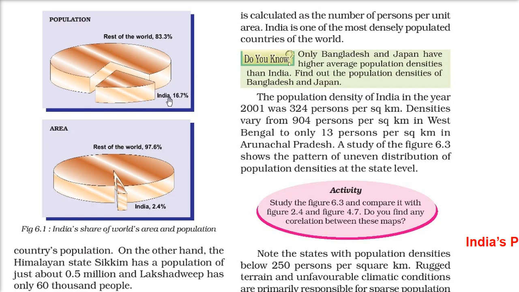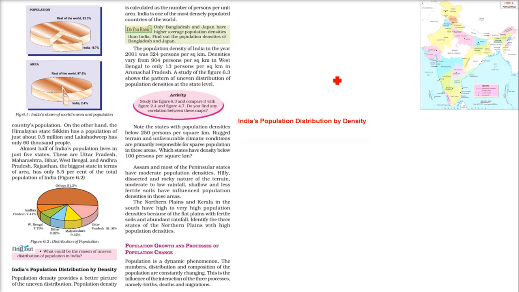So we account for 16.7% of the world population. This is the rest of the world. And when we talk about area, as I said, it is just 2.4%. We have only 2.4% of the world area. And I'll come to population density, then I'll tell you one more very interesting thing.